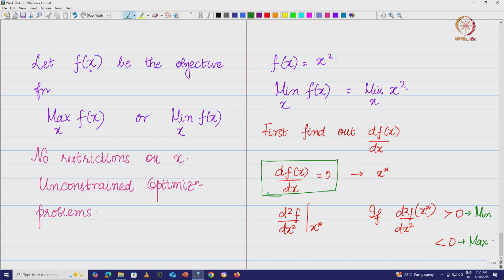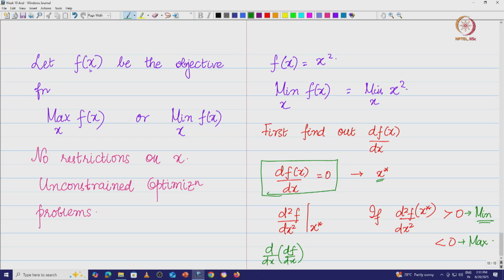Now, what is happening at that point? You look at the rate of change of rate of change. So, d square f by dx square is nothing but d by dx of df by dx. That means you are looking at the rate of change of rate of change of the function. If this is greater than 0, then we say that it is a minima. The slope of the slope is going to be increasing. Therefore, we say that we have attained a minima at that particular point x star.